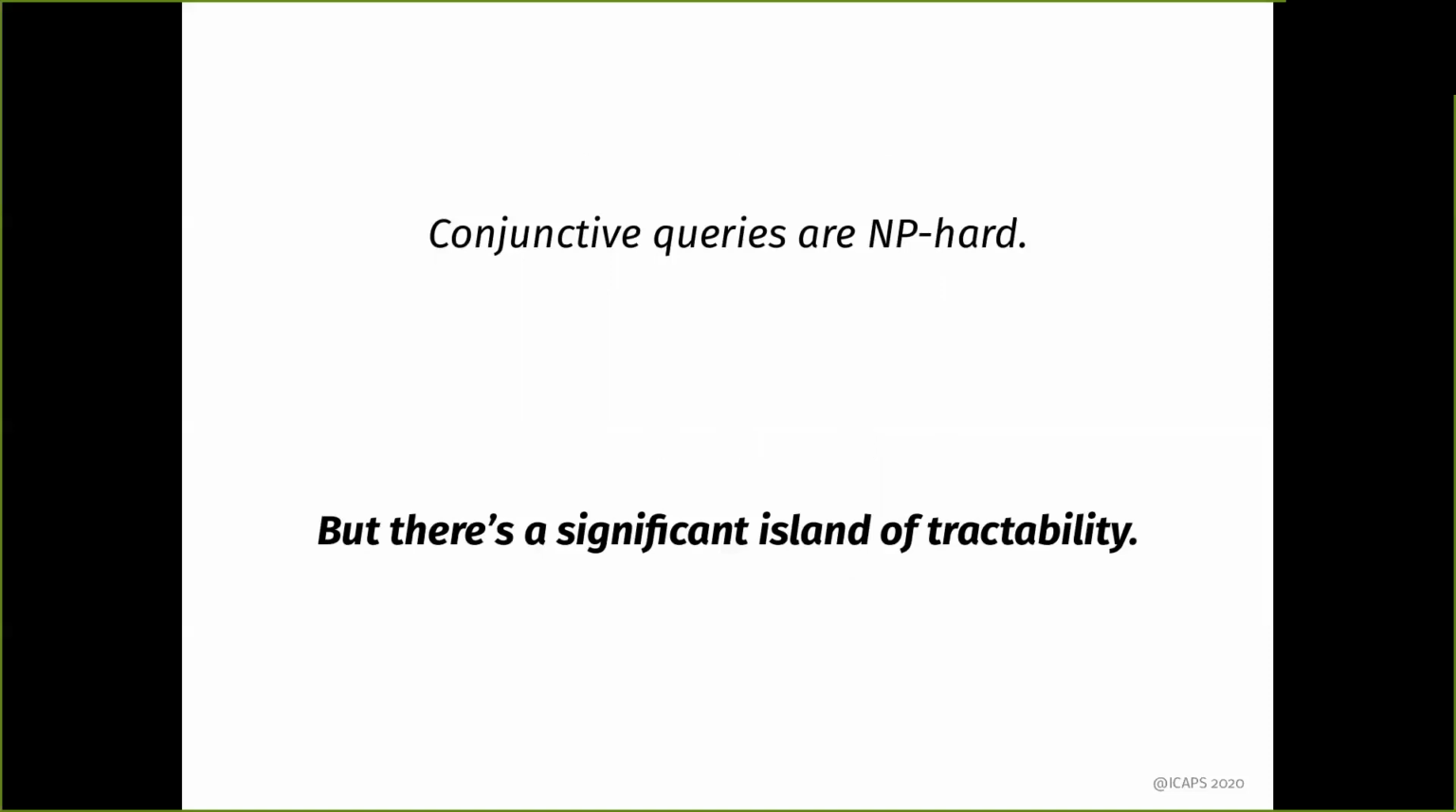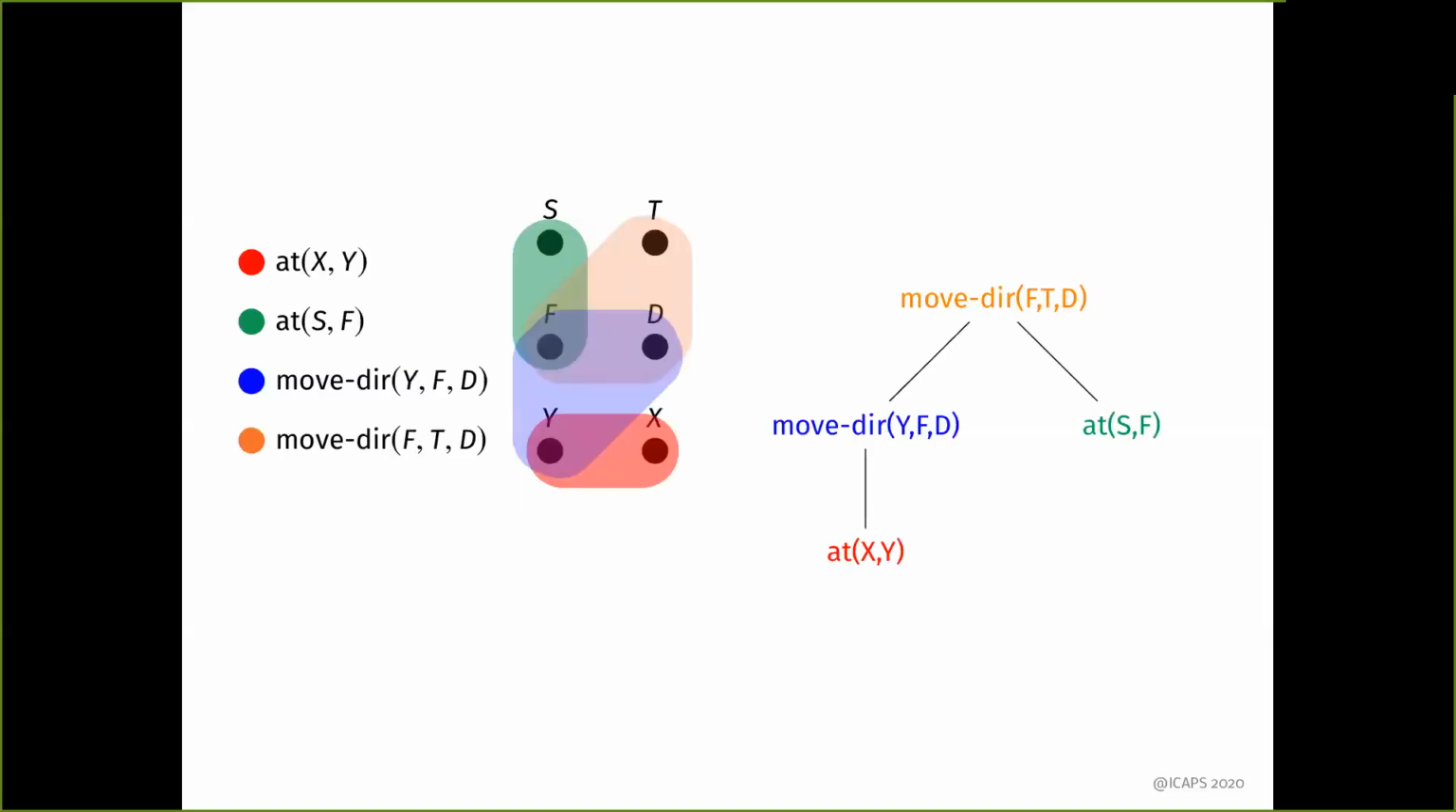And these conjunctive queries, they are NP-hard, so they are intractable in the general case. However, there are some types of conjunctive queries where, by identifying their structure, we can come up with tractable algorithms to solve them. And here I'm showing you a Sokoban case to try to illustrate this island of tractability for conjunctive queries. So in the Sokoban case, basically our joiner precondition is a conjunction of these facts here.